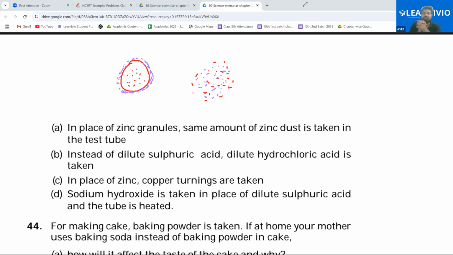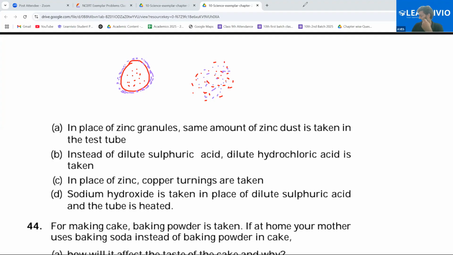Yes, sir. So this is the main reason. In place of zinc granules, the same amount of zinc dust is taken in the test tube with dilute sulfuric acid. So on increasing the surface area, more particles of acid are reacting with it. So we'll say that more hydrogen gas is produced, the reaction will be fast. It will be equivalent, but the reaction will be fast.